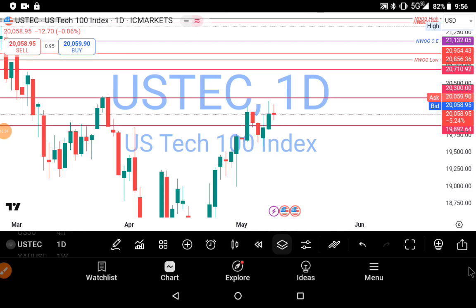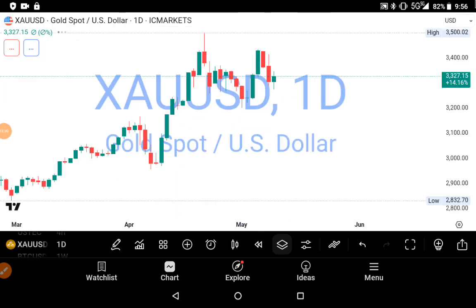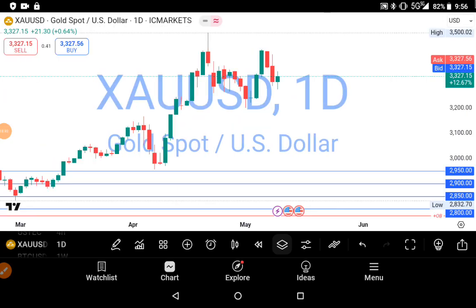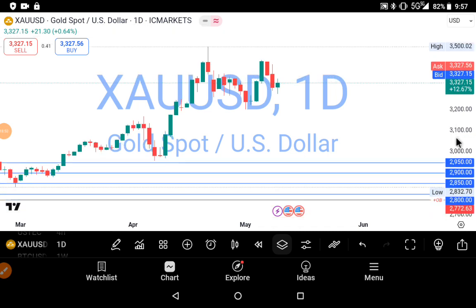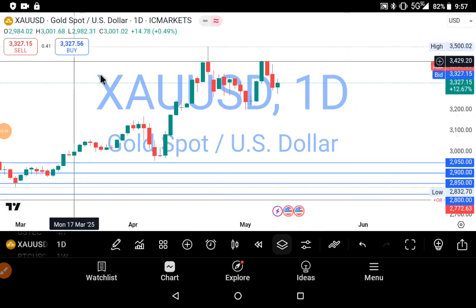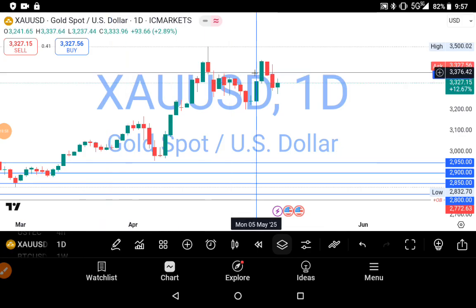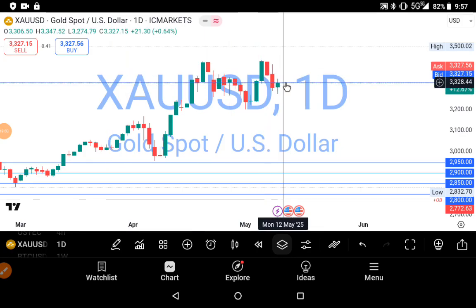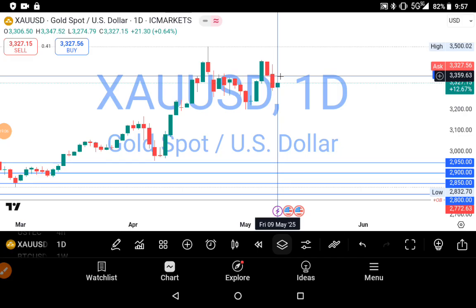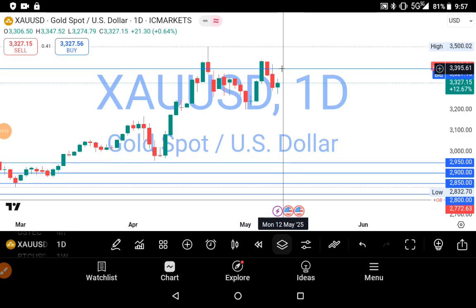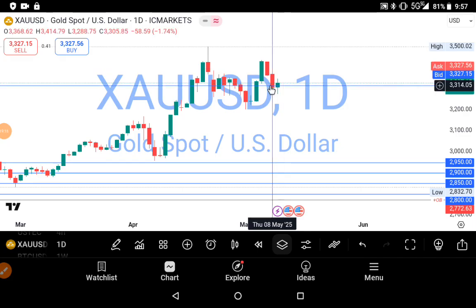So then let's move into the next one, which is gold. Gold last week has been bullish for a while. And I said I'm expecting the market price to find support around 3,200. Yes, 3,200. So 3,200 should hold the price.